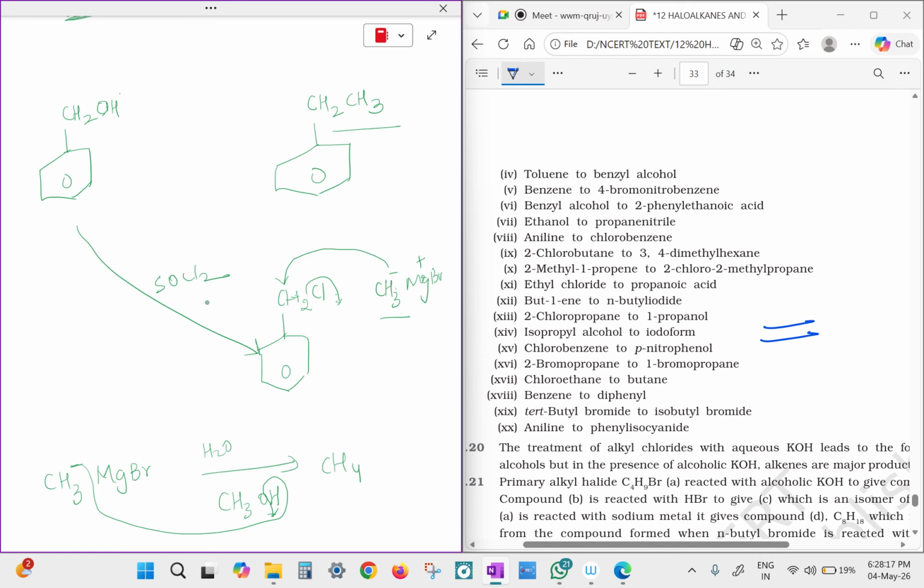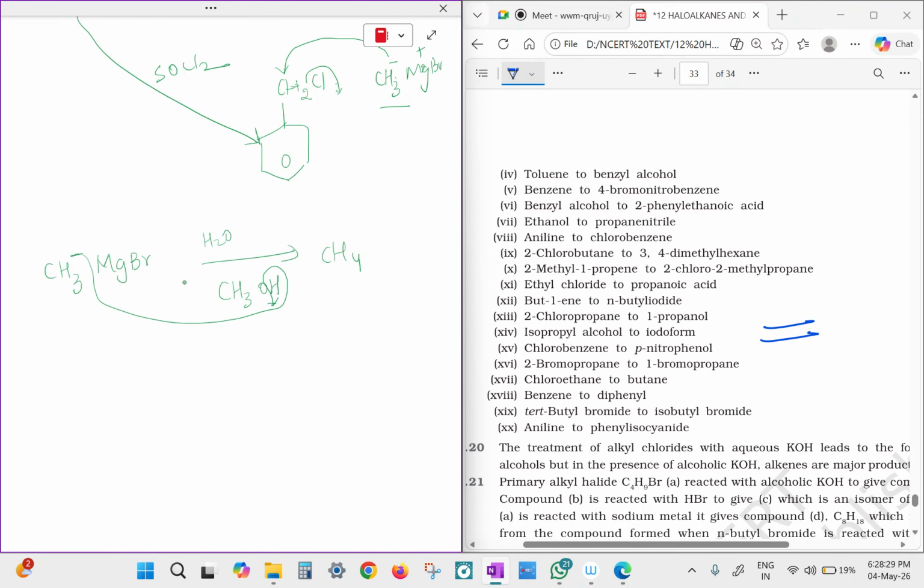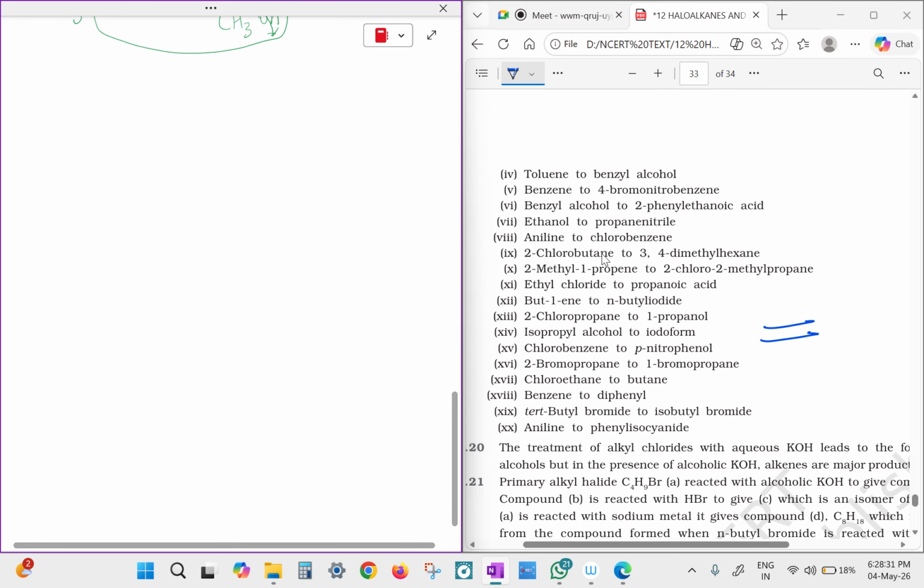So see, grab ideas. I'm saying don't memorize. Are you going to get these conversions? No. But are you going to get similar conversions? Yes. So start getting ideas from these conversions. Clear? Seventh one.